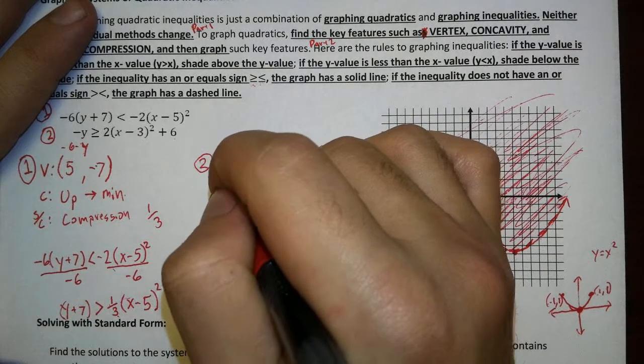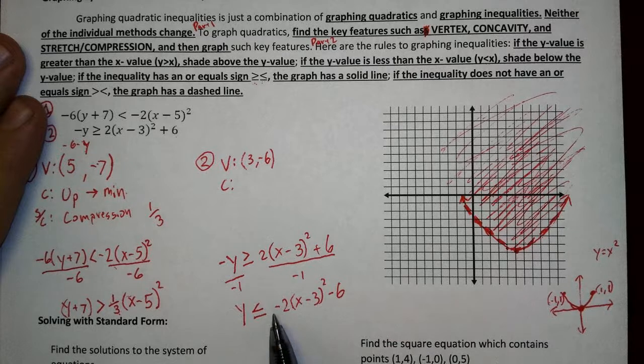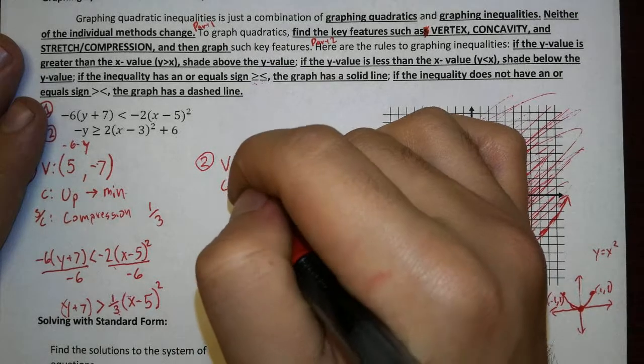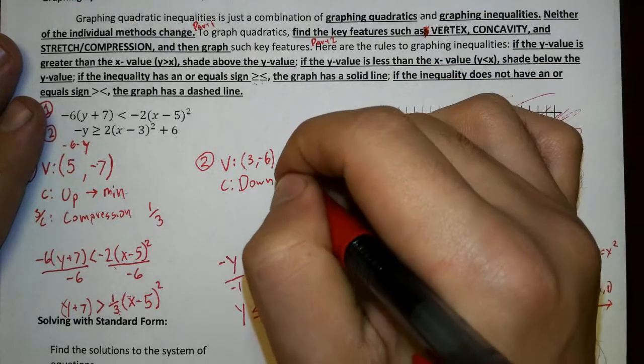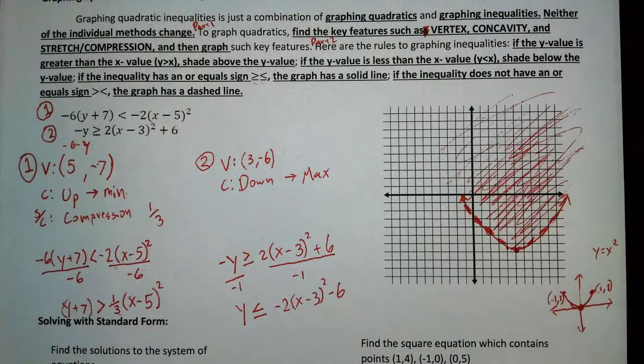Cool. Our concavity, right? What is our concavity? So we're going to look for that negative multiplier. We see our negative multiplier right there. So that's going to mean that it's going concave down. Normally it's concave up, but if we have a negative multiplier, we do the opposite, which is concave down. And I know that concave down means we have a maximum.